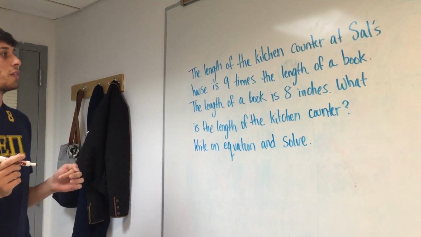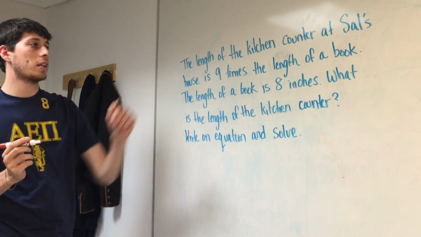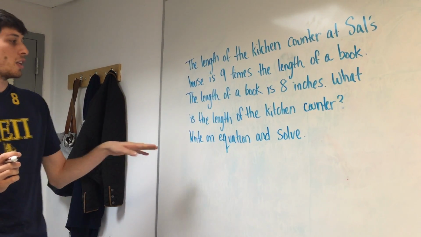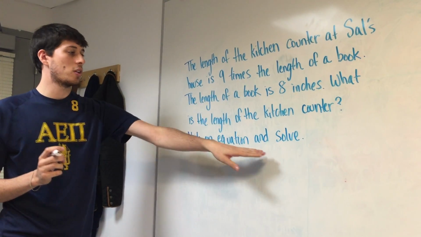The length of a kitchen counter at Sal's house is 9 times the length of a book. The length of a book is 8 inches. What is the length of the kitchen counter? Write an equation and solve.